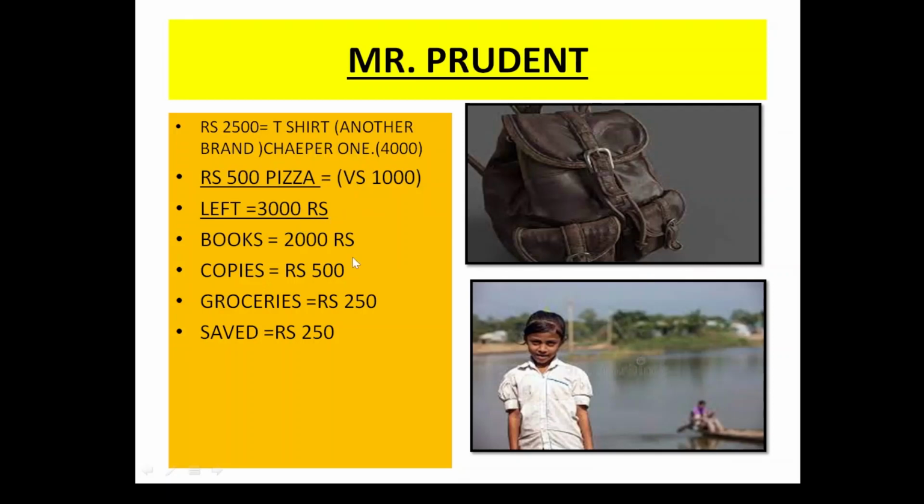What Mr. Prudent did, along with the t-shirt and the pizza, he bought the books of rupees 2,000, because he very well knew that without the books he cannot go to school. And how will he study then? Without the copies, he cannot write. He needs something to write on. So he bought the copies also. And if he goes home without the groceries, the mother will scold him. So he bought the groceries of rupees 250 only. And at the same time, he saved rupees 250. So I think this is a more balanced and organized expenditure. On one hand, Mr. Prudent has not sacrificed his t-shirt and a pizza, and at the same time he has not sacrificed his career also. He will go to school.